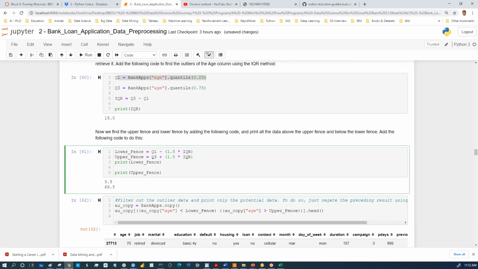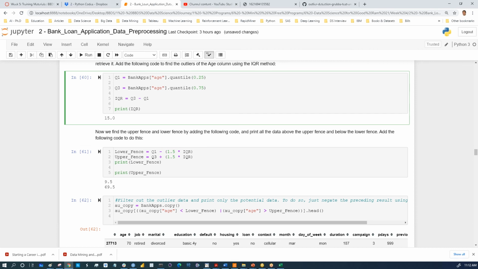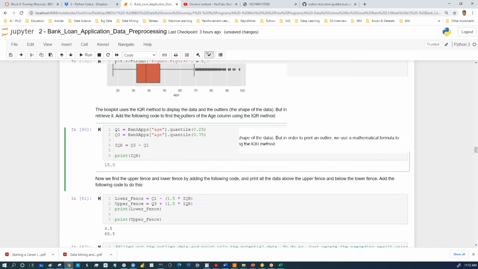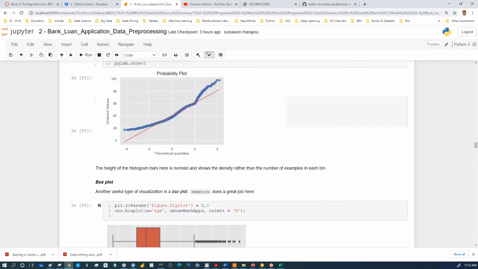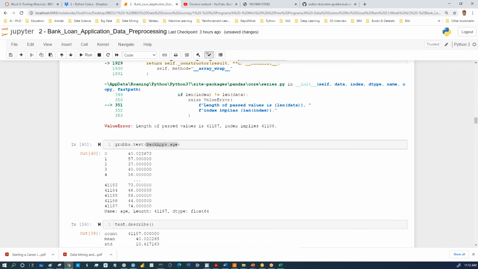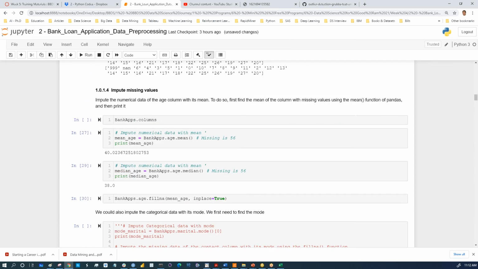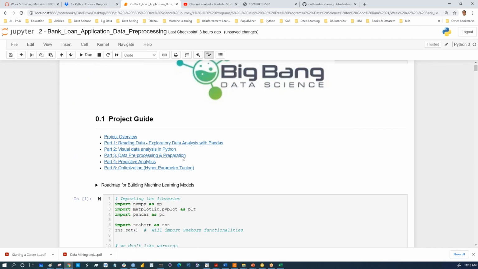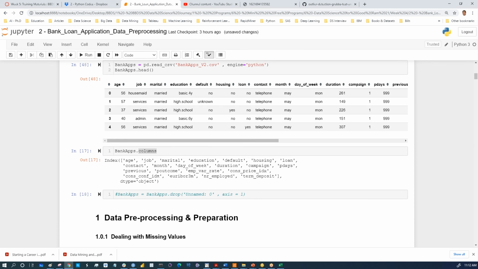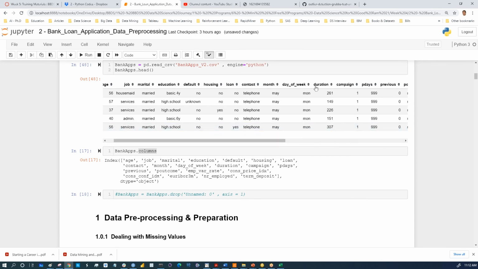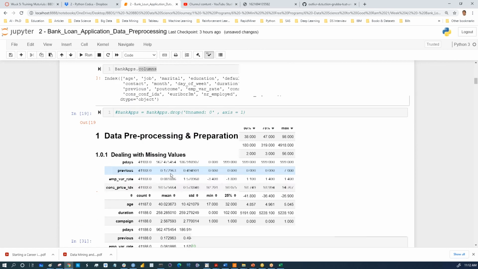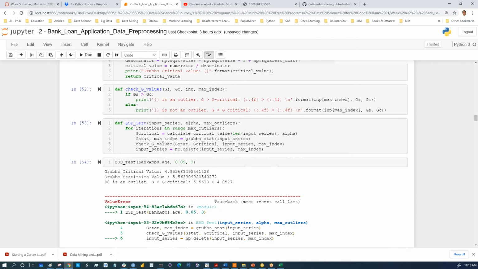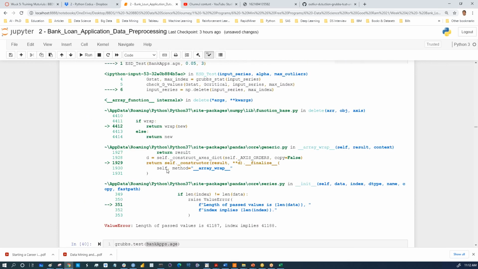But you need to calculate the IQR first. IQR changes with the data, but the formula is the same. You keep the formula as is. For example, let's say you want to do it for duration. Simply change the age to duration and play around with it. Let's try it here first.